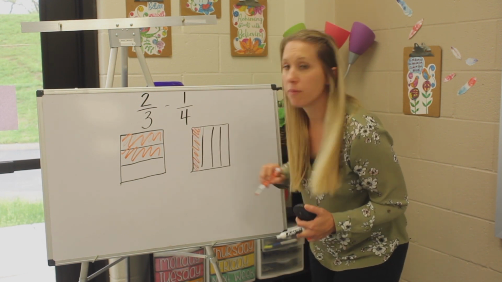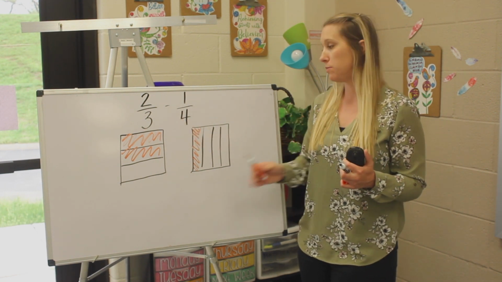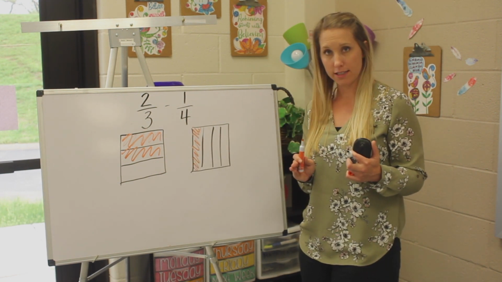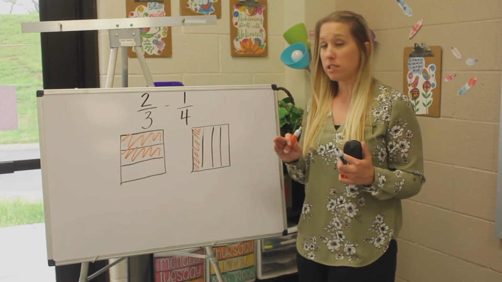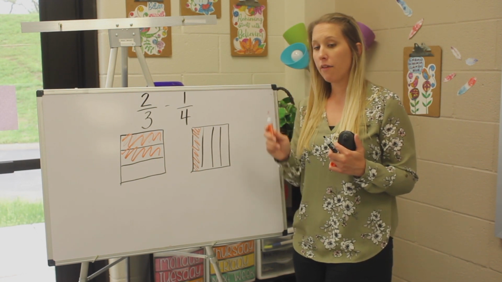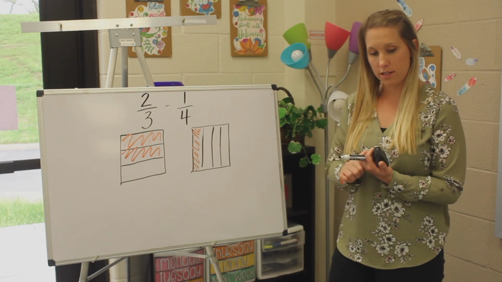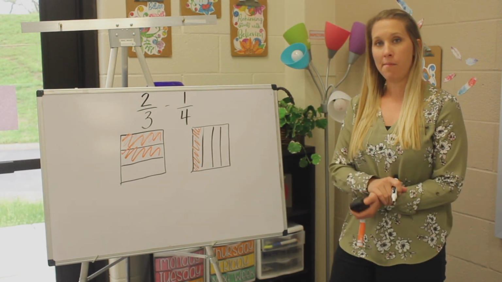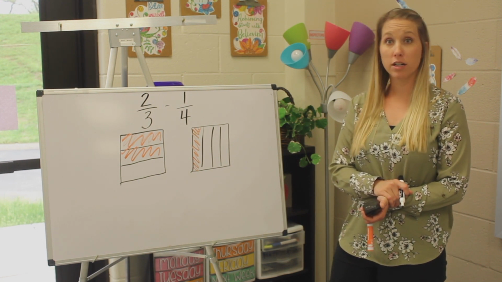Now we recall from the lessons we've covered thus far, I cannot subtract these because I don't have equal sized pieces. These pieces are slightly larger than these pieces. So in order to solve, I need to have a common unit. What do you think you could do to get a common unit? Did you say partition it?